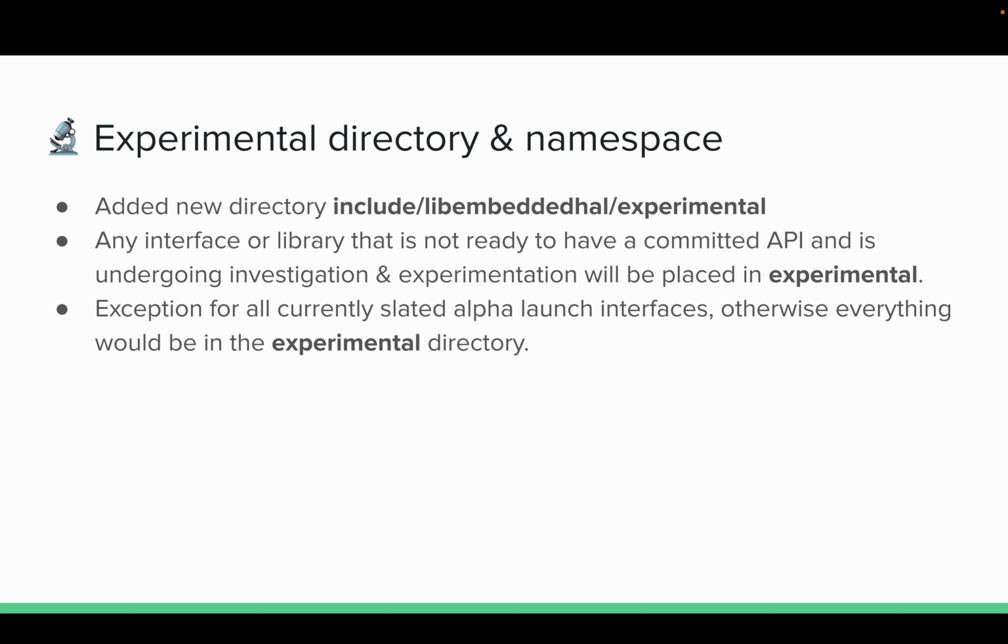And yeah, so we have this new directory. It's inside of libembeddedhal, in the include directory, and it's called experimental. Any interface or library that's not ready to be a committed API will be placed in there, and we'll continue to investigate it and experiment with it until we feel like it's in a good place to be moved into the interface of everyone else. Obviously, all the other interfaces are still under debate and under investigation, but those are the ones that are for alpha launch, so that's why they're getting an exception. That's why they're not all placed into the experimental directory. Any questions on that?